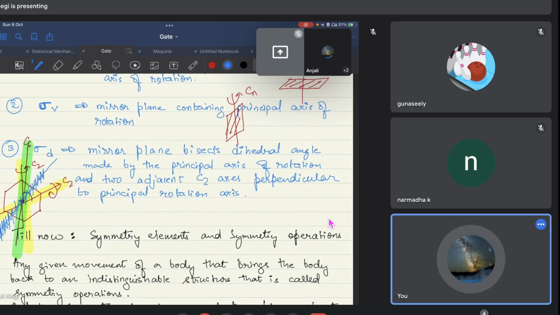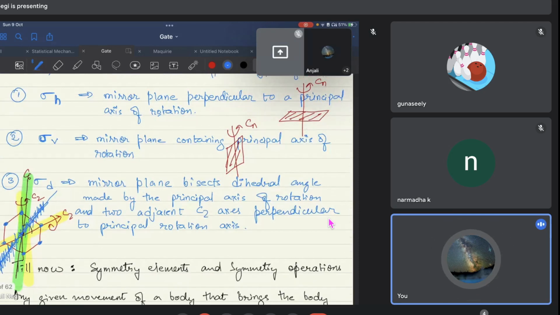So this is my sigma d, and you can see that when this plane reflects my molecule, the reflection of this point and this point will be equivalent and will reflect to something like here. This will give me the benzene structure again, an indistinguishable structure. So this is a symmetry operation. Sigma d here is doing a symmetry operation, and hence this plane is a symmetry element, which is sigma d. I will stop here and ask if you have any doubt, because sigma d is important to understand. Any doubt?